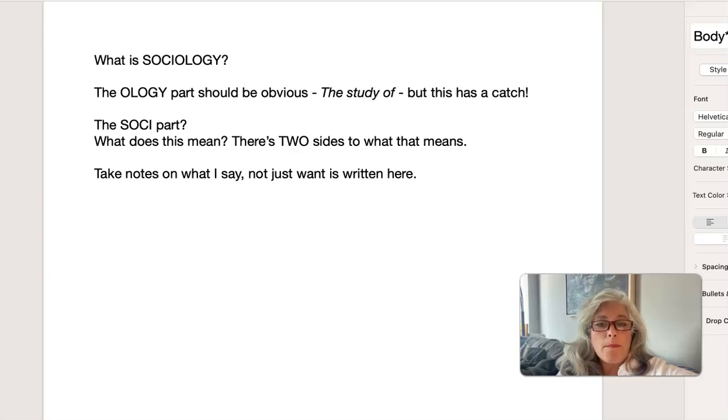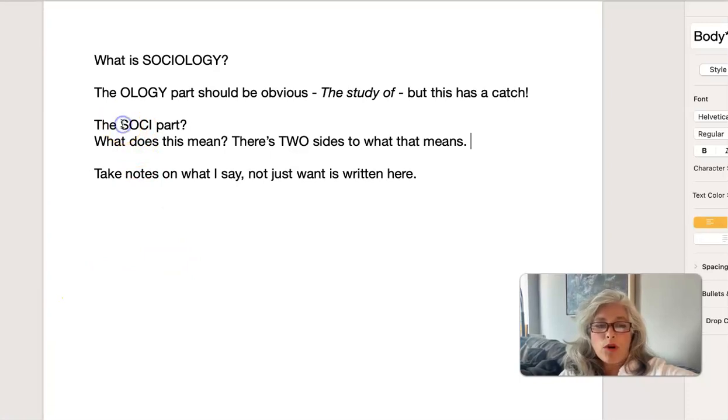Okay, so yes, anytime there's an "ology" at the end of a word, you're talking about the study of. And I have on the board behind me that there's a catch to just saying it's the study of, because when we define the word sociology or any kind of ology, like biology, you have to include the fact that we do this in a scientific way. So in sociology, we are studying society and human interaction.